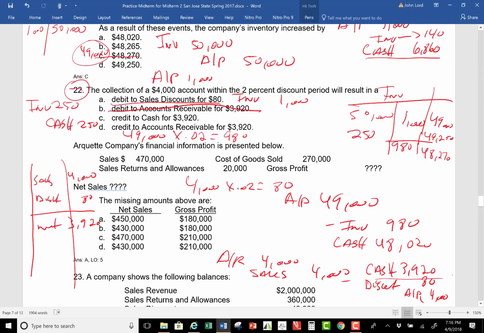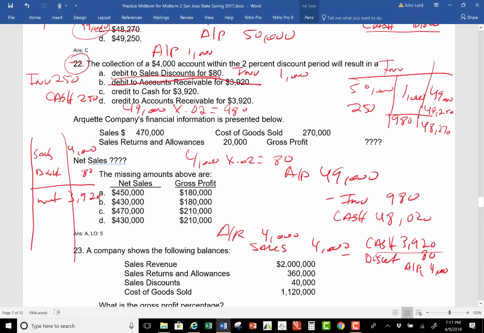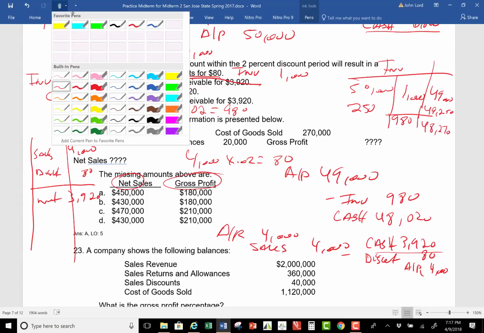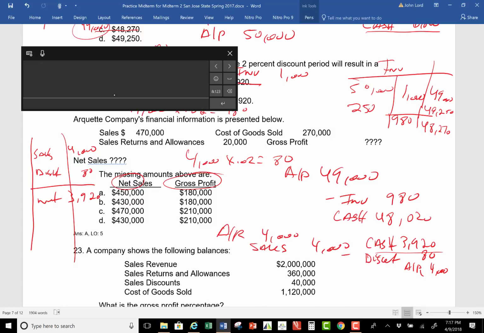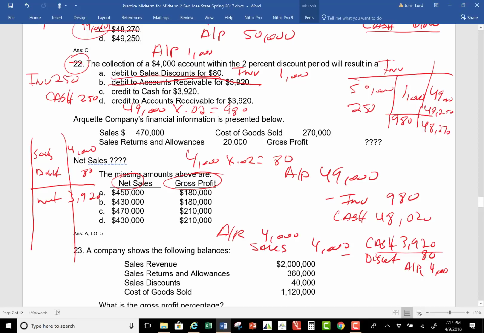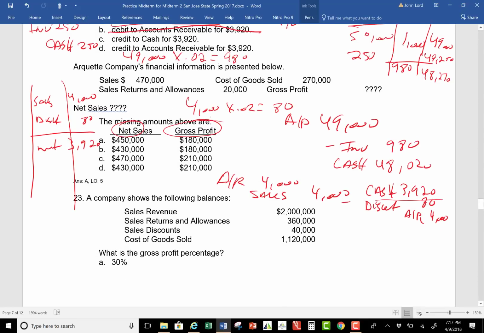Beautiful. Okay, good. Now, leveraging off of that, they give me some information, and they want to know what the net sales are. They want to know what the gross profit is. Who can give me the net sales? I'm going to put this in blue just because this red is starting to get a little trafficky up here. I'll put it down here.